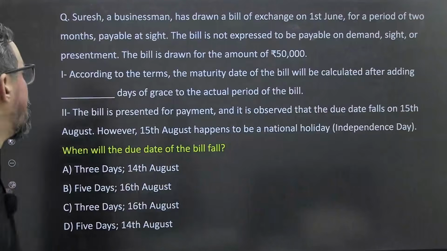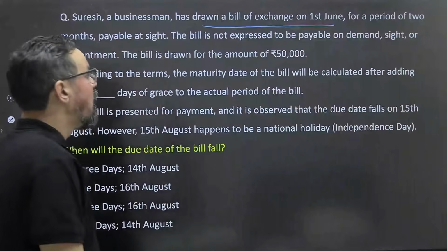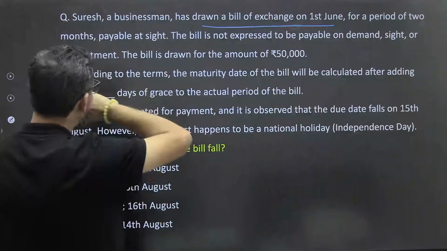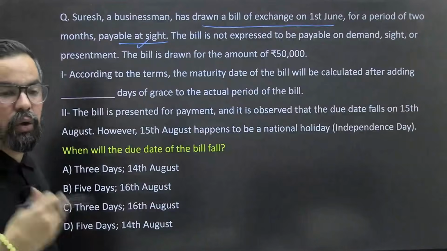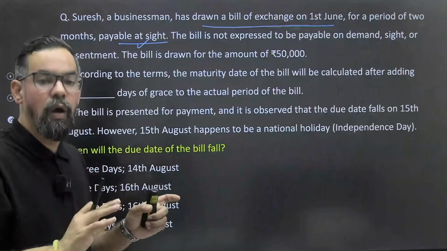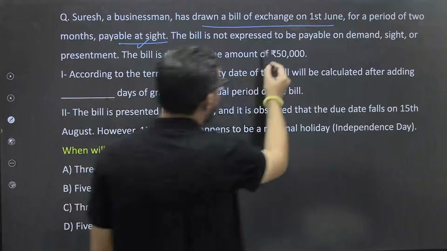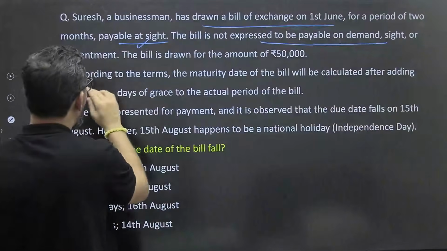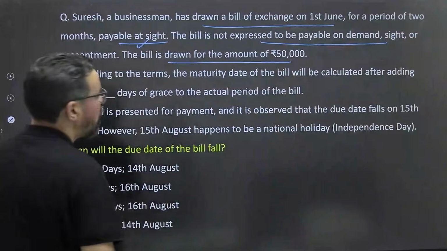Suresh, a businessman, has drawn a bill of exchange on 1st June for a period of 2 months. June means July, August. Payable at sight means demand bill. Once documents are presented, the party needs to make payment. We have demand bills or usance bills. Usance bills have a future date, right? The bill is not expressed to be payable on demand, sight or presentment. The bill is drawn for an amount of 50,000.